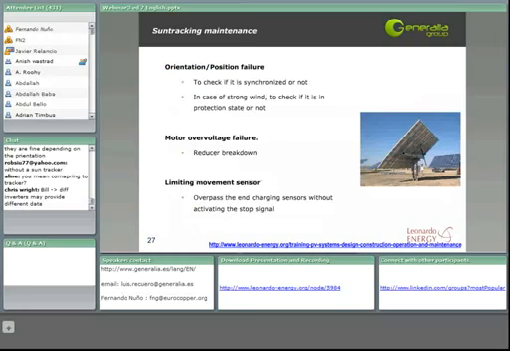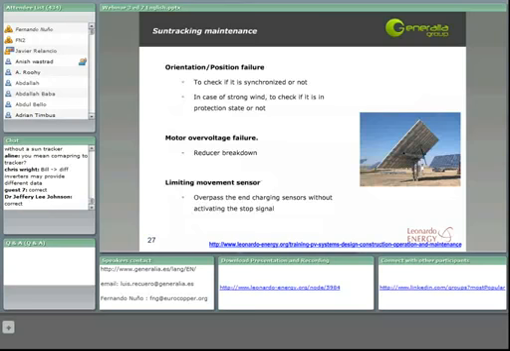We will end this chapter talking about sun tracking maintenance. As we have said all over the presentation, it is important to know that this type of maintenance is only to be done within PV facilities that include sun tracking systems.